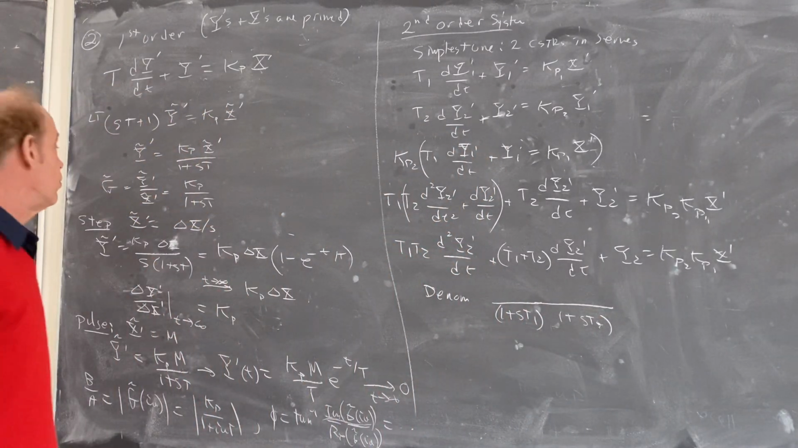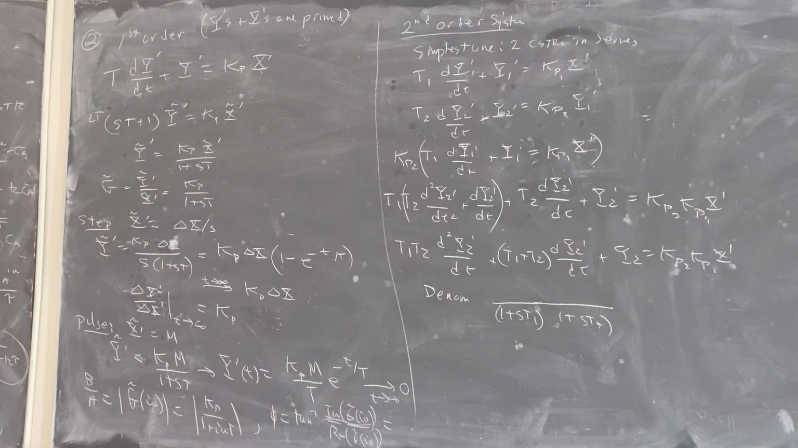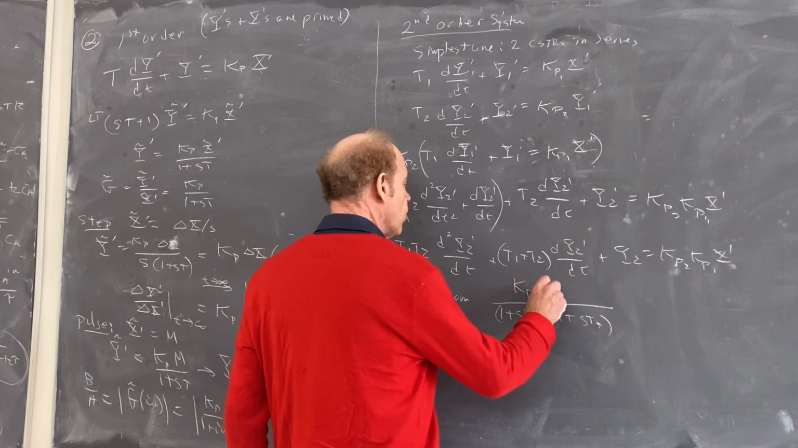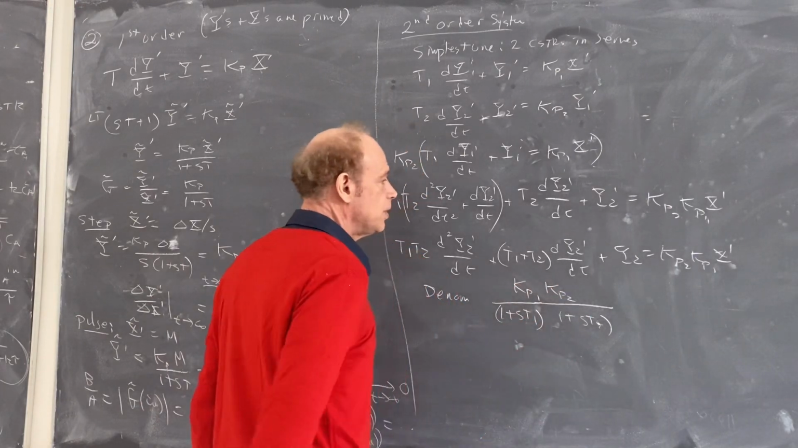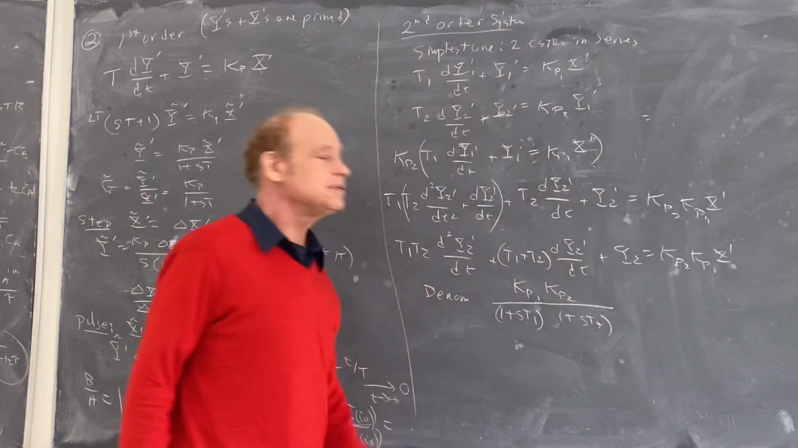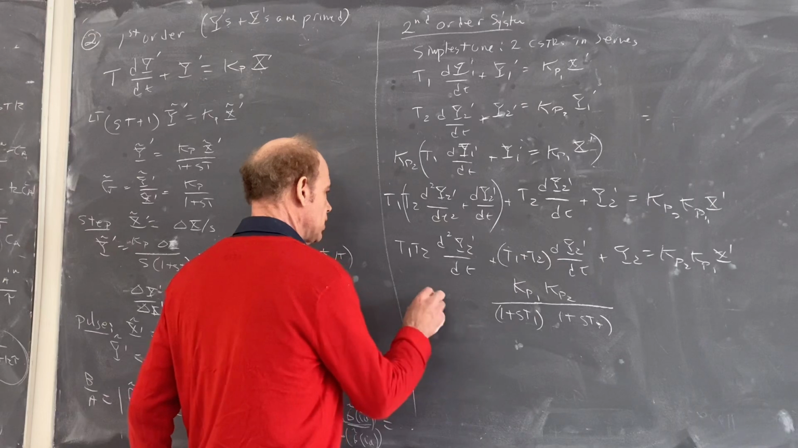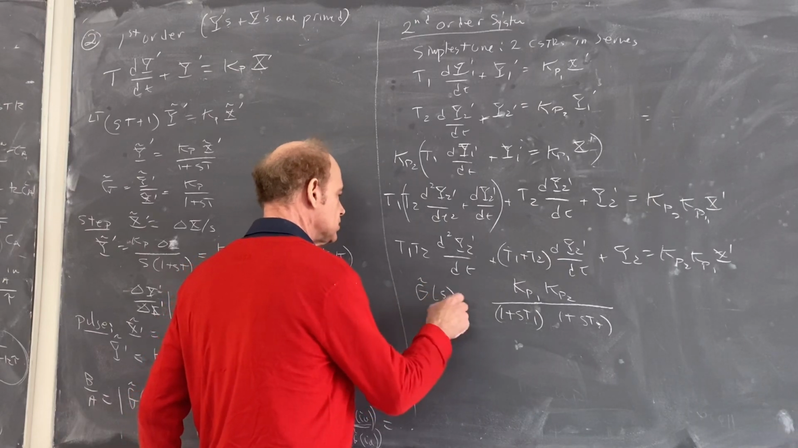And we also know that I'm going to get a KP1 and a KP2. I just did it over there. KP1 and KP2, where KP1 are the long time solutions here. And I'm thinking this is going to be my G tilde of this.